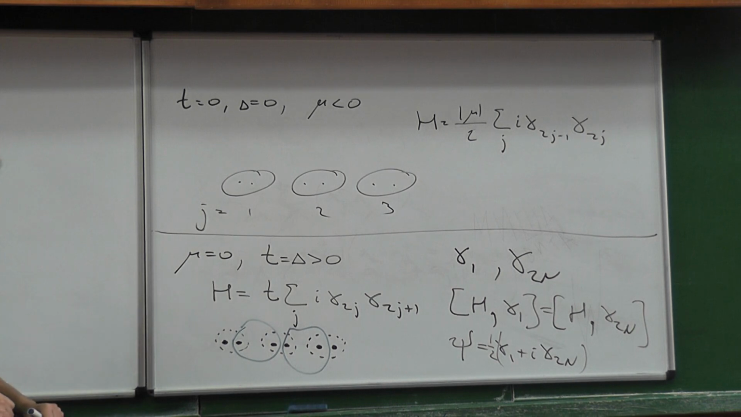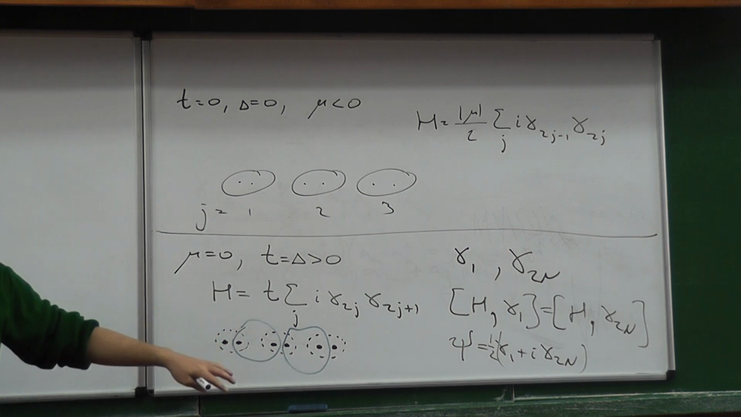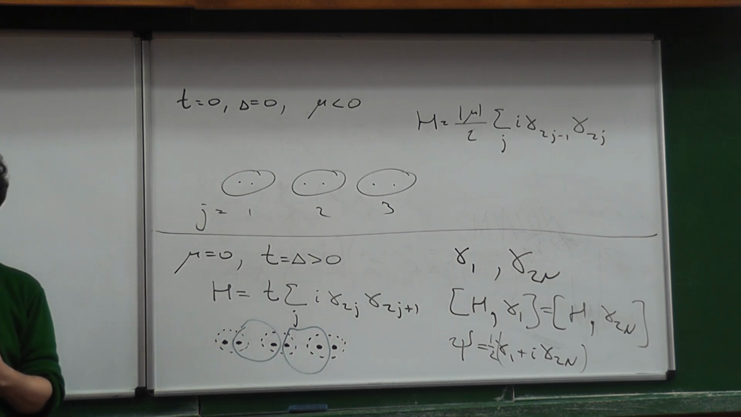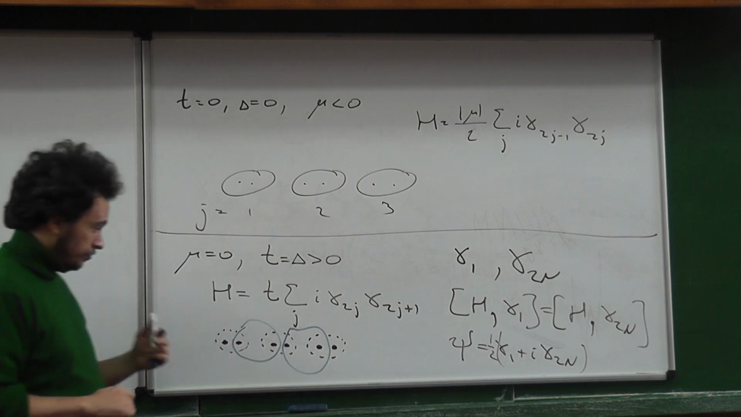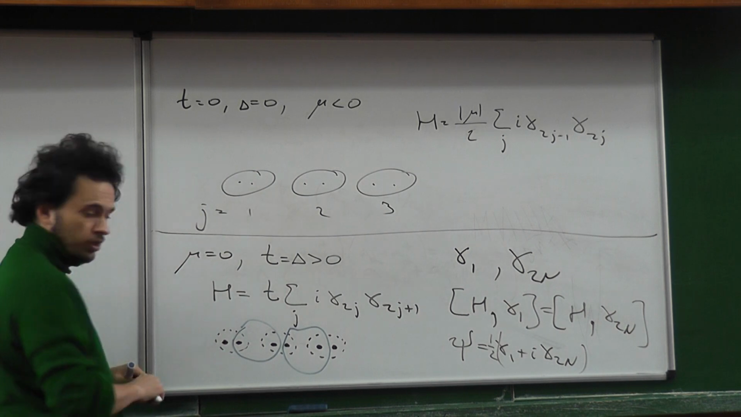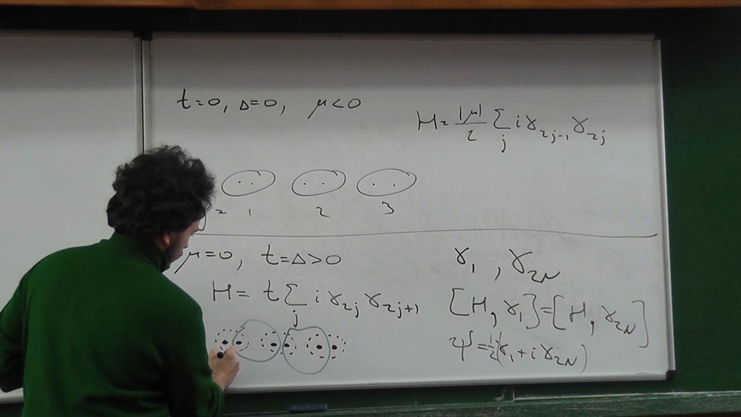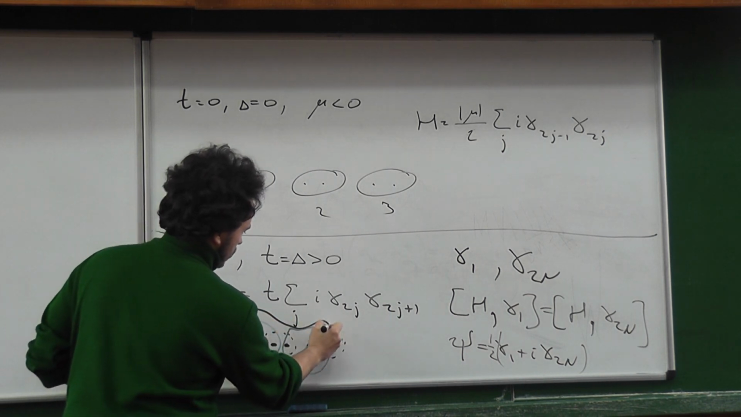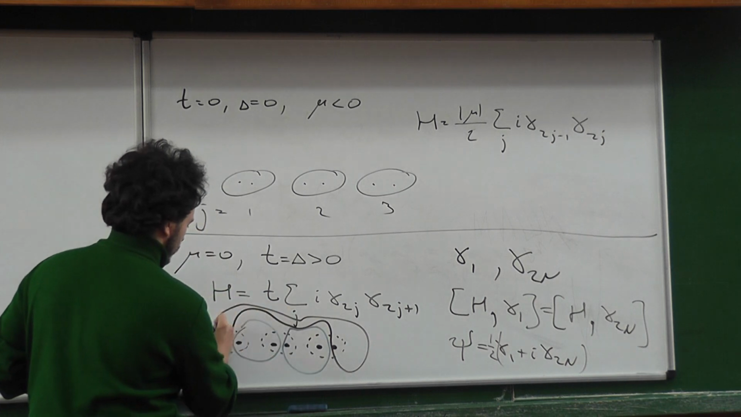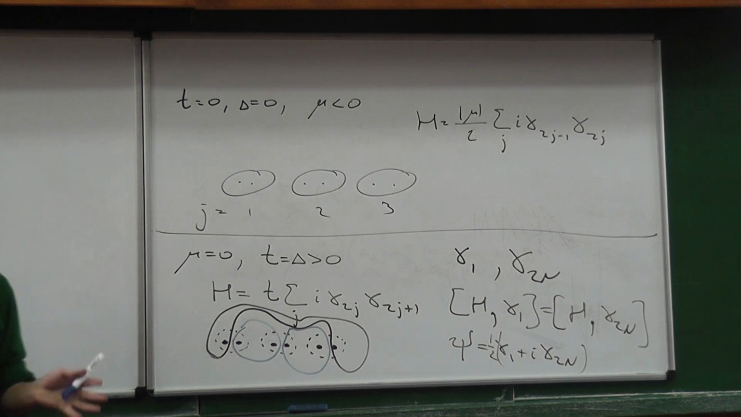So in this limit, the ground state of my chain is twofold degenerate. And the two ground states correspond to this non-local fermion being either occupied or empty.